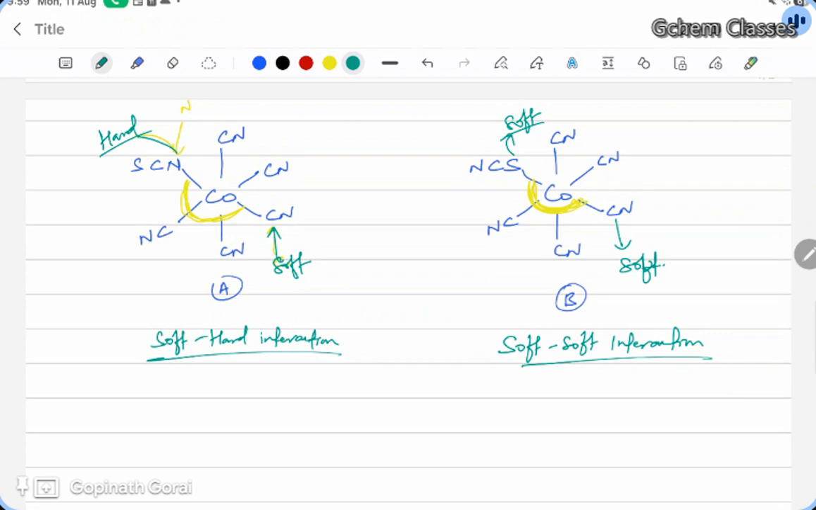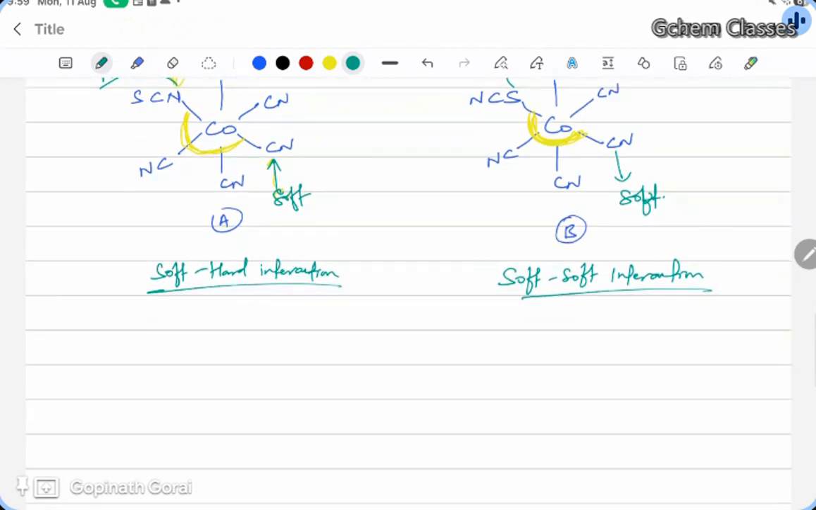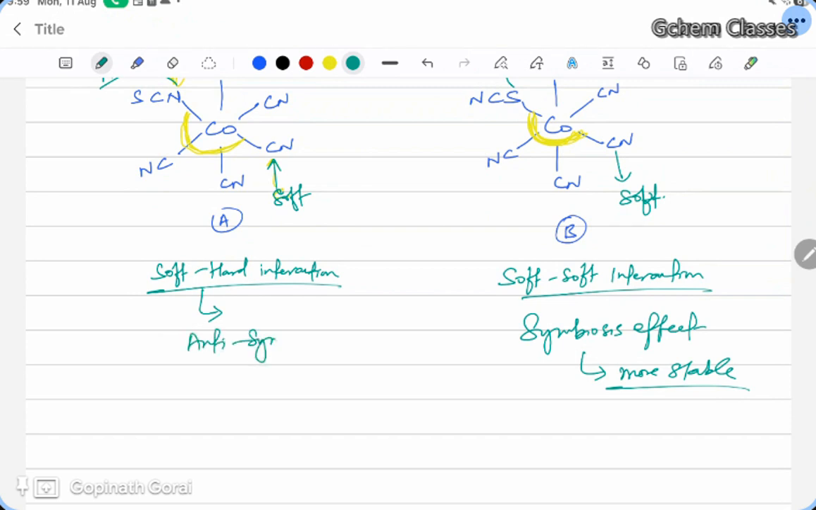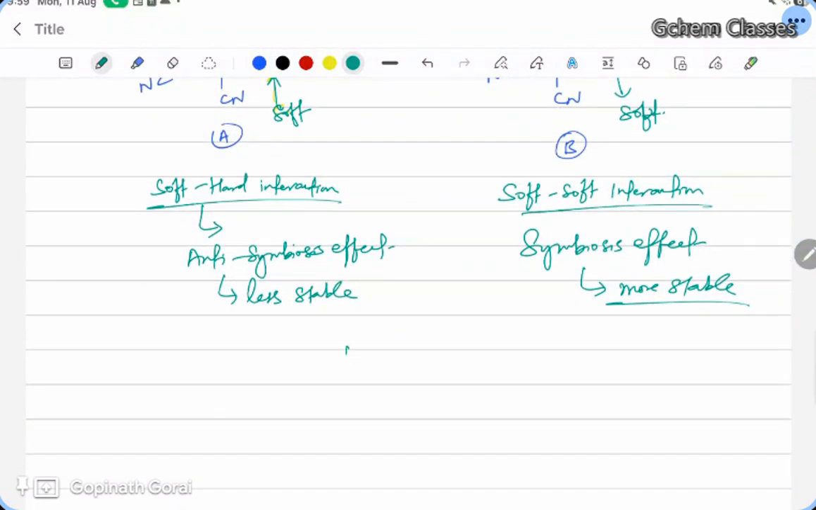Now, this is an octahedral molecule. So soft and soft interaction will show symbiosis effect. And if it is showing symbiosis effect, this will be more stable. So here, hard and soft interaction means this is anti-symbiosis effect. That means this is less stable. Now the stability order you can write: A is less stable than B.